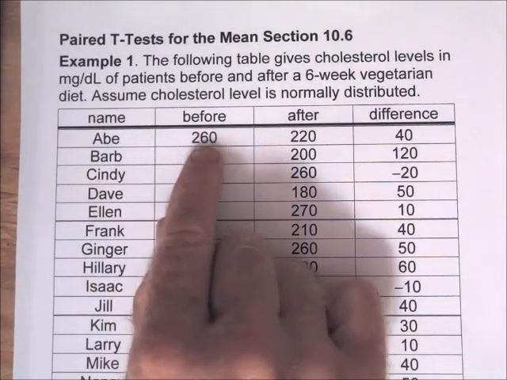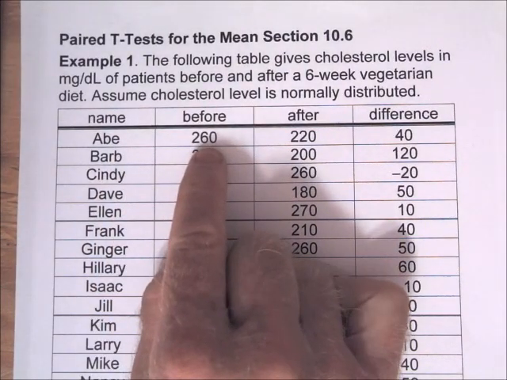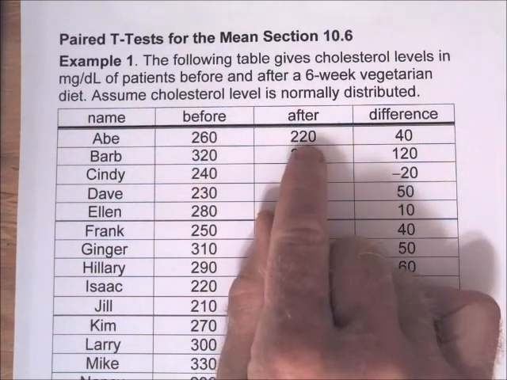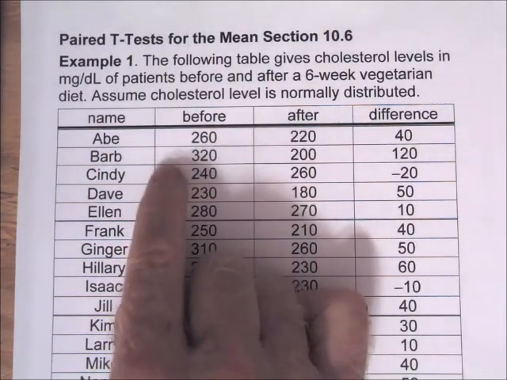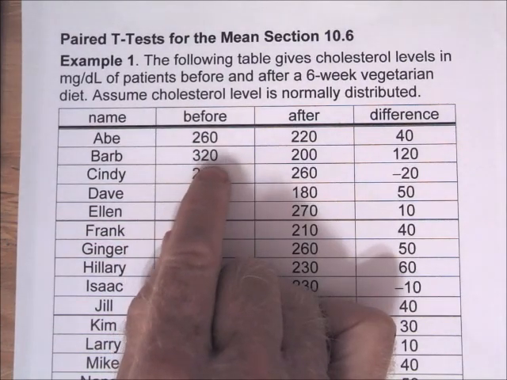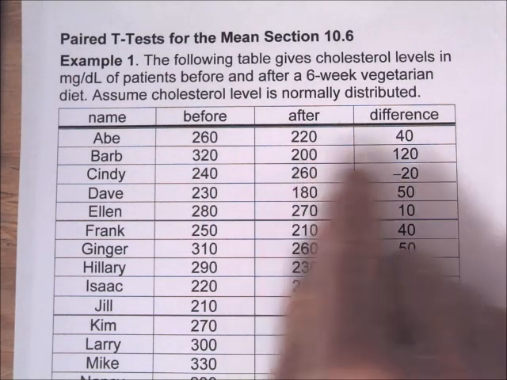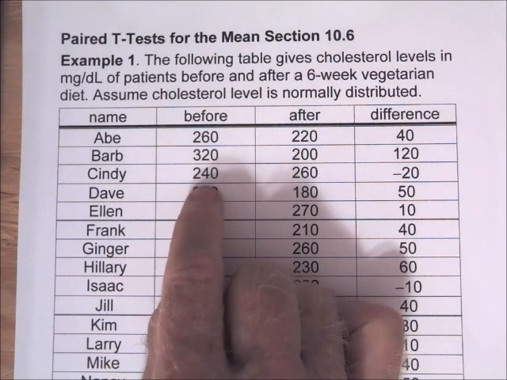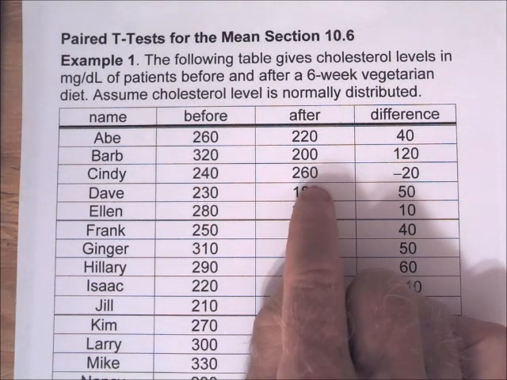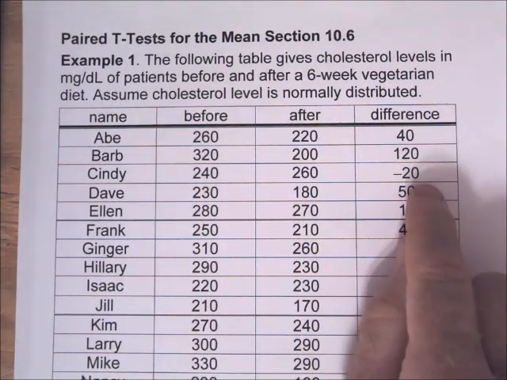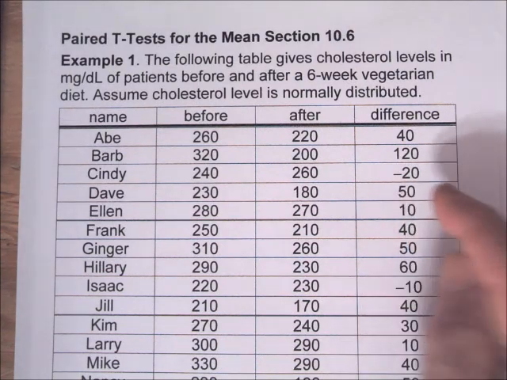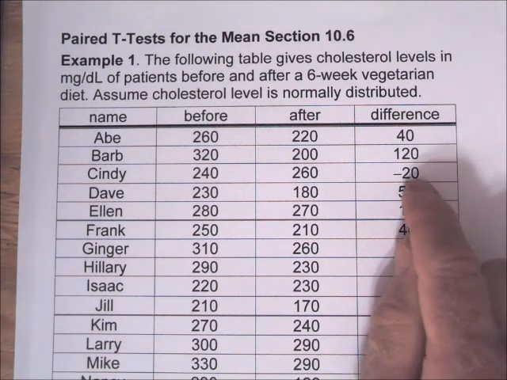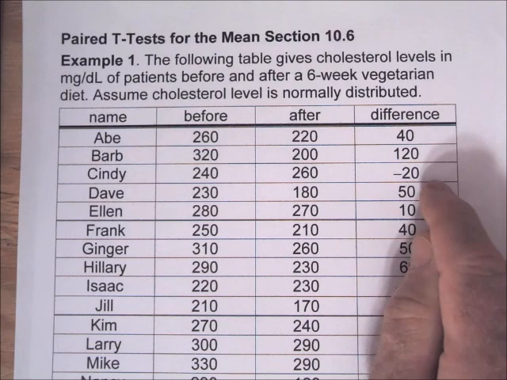For Abe, the cholesterol before the diet was 260, after 220, difference is 40. For Barb, 320 before the diet, 200 after, difference is 320 minus 200, which is 120. Cindy, 240 before the diet, 260 after the diet, 240 minus 260 is negative 20. So it's a negative number if the cholesterol level goes up. It's a positive number if it goes down.